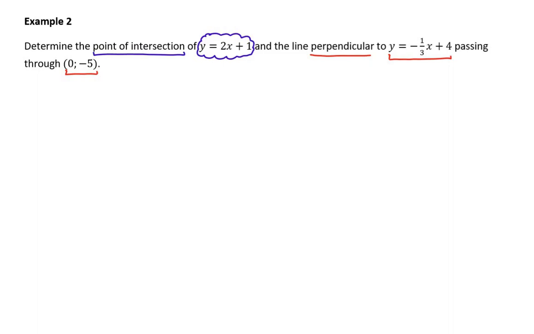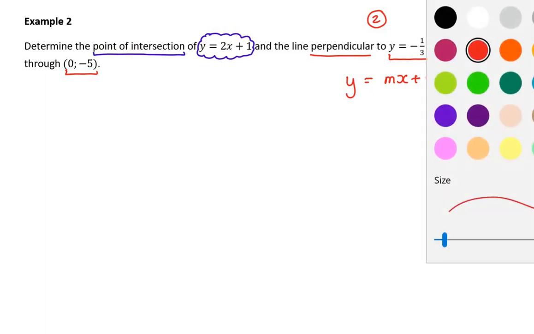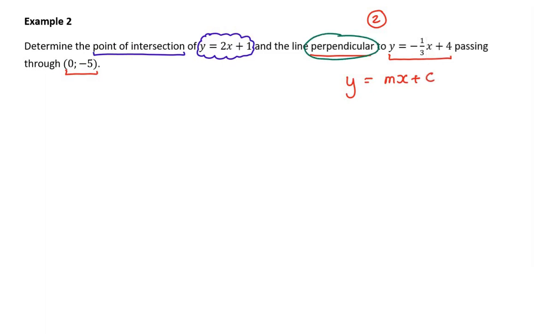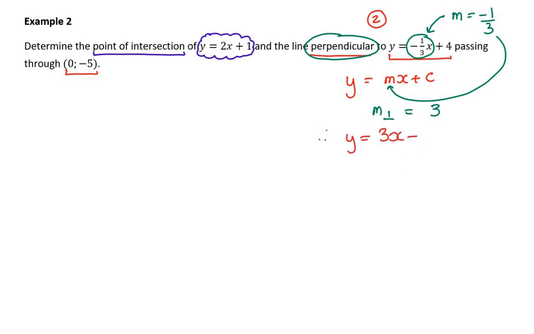So I don't actually know the equation of the second line, so I need to go and work it out. This second line is y equals mx plus c. Now what do I know about this line? It is perpendicular to y equals negative 1/3 x. So immediately I know the gradient of the perpendicular line: swap it around, so it becomes 3 over 1, which I can write as 3, and change the sign, so that's now positive. Therefore, my second equation so far is y equals 3x plus c.